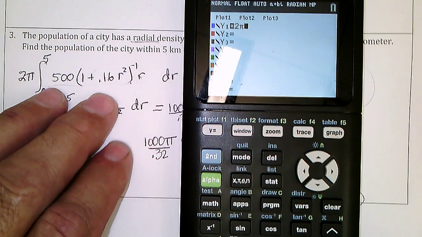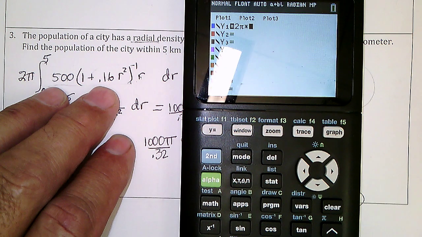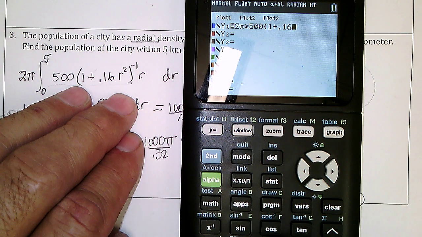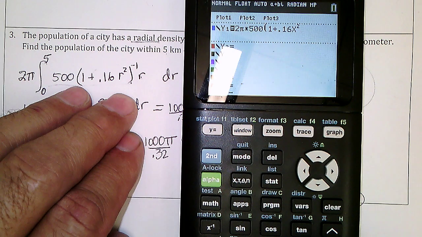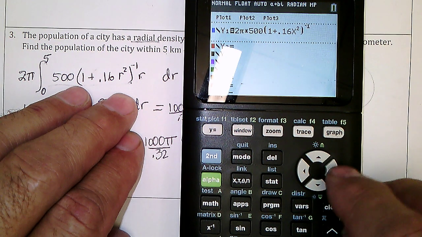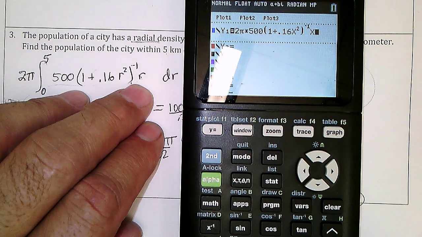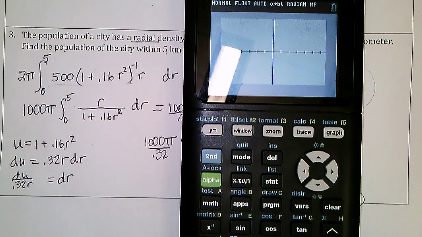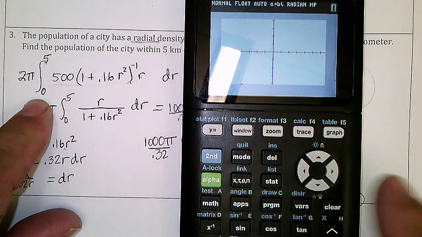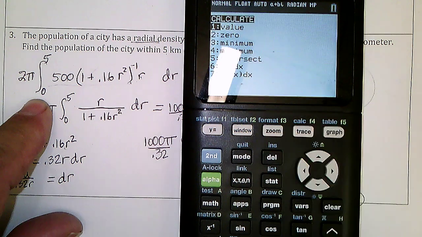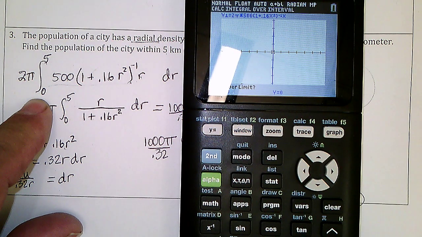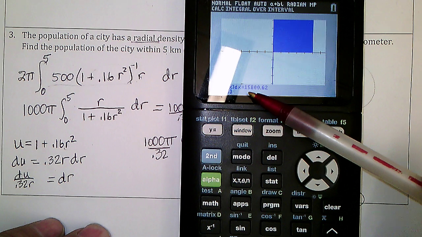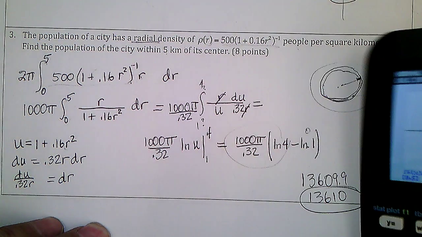2 pi times 500 times (1 plus 0.16 x squared) to the negative 1 times x, and graph. Probably won't see this, it goes way up high. Doesn't really matter. I just want to integrate this. So I can calculate between 0 and 5, and it tells me that the area is 15800. I messed up again.